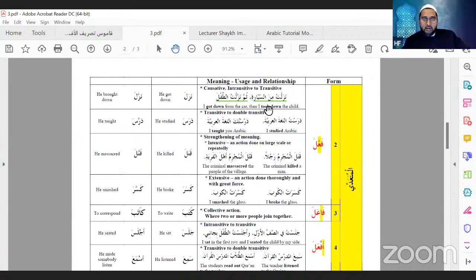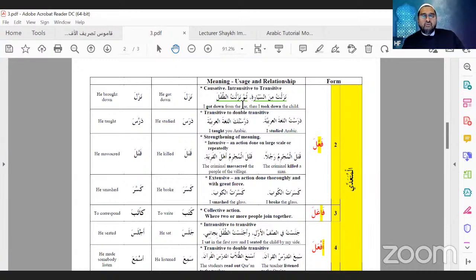Yeah, please explain. So here, when you say nazaltu, now the meaning here, nazaltu min as-sayyara, I got down from the car. So I did the action myself. I did not do the action of going down upon someone. It's myself. I did the action, and there's no object required in this. Okay. So that's what's a transitive, intransitive verb. It doesn't require an object.